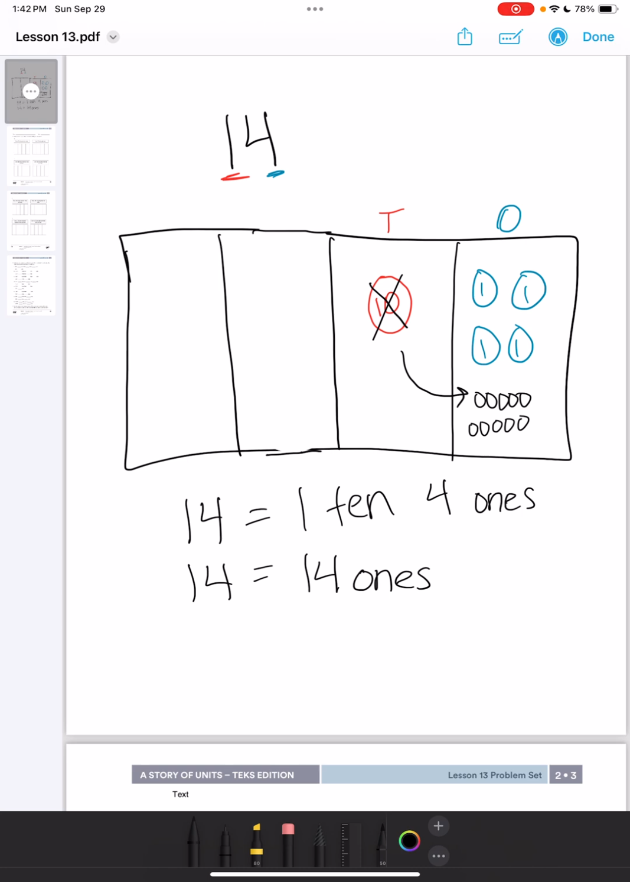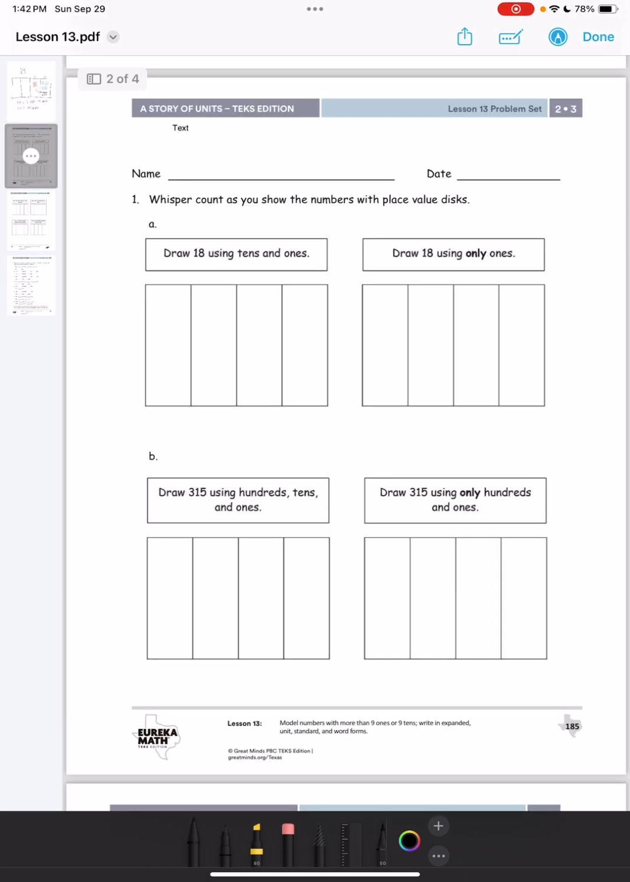So that's what we're going to be working on in your problem set. If you don't have your problem set out, go ahead and get it out. Pause the video, get it out, and get ready. We're going to start with A. It says draw 18 using tens and ones.